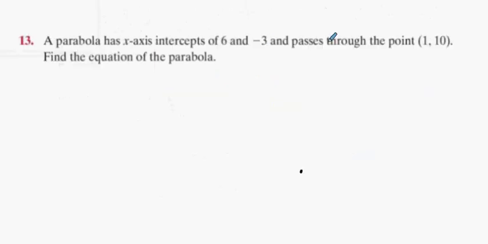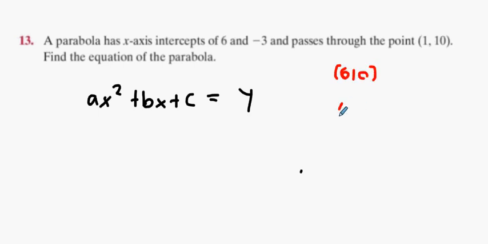There's no maximum or minimum posted here, is there? You don't know which is U-shaped or N-shaped, do you? So here'd be my backup suggestion: y equals ax squared plus bx plus c. Here's what I suggest. (6, 0) is one point, (minus 3, 0) is the next point. And what's the third point? (1, 10).